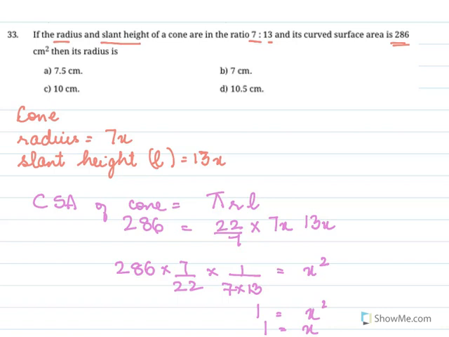Now the radius was taken as 7x. Radius equal to 7x, and we found that x was 1. So 7 into 1. So radius is 7 centimeter.